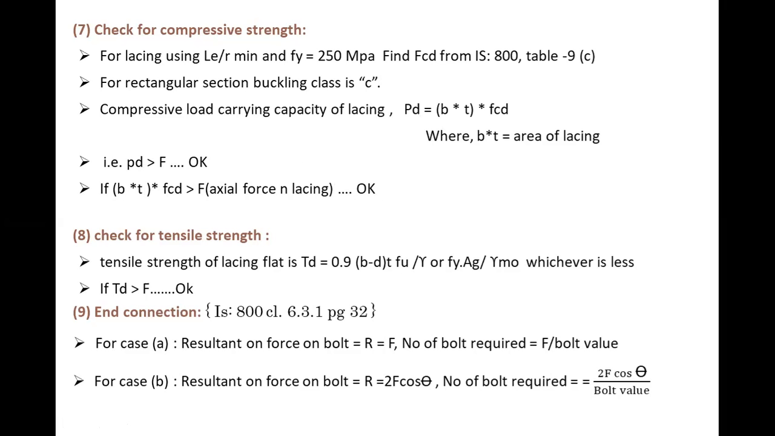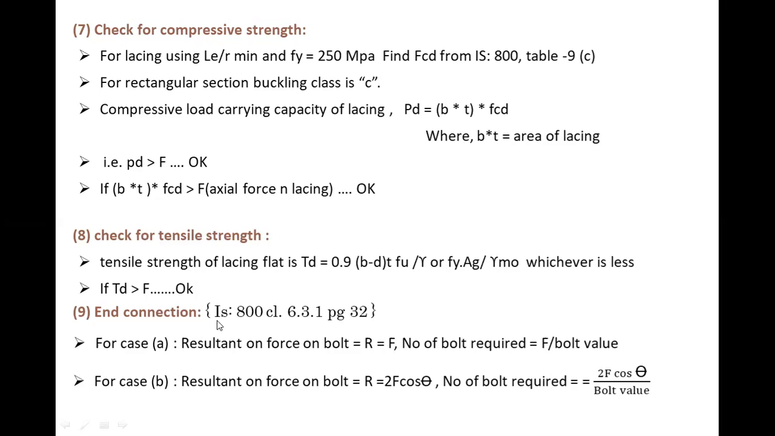Next one is a check for tensile strength. For checking of tensile strength, we calculated some examples in tension members, right? So for that, tensile strength of lacing flat Td is equal to 0.9 into bracket b minus t multiplied by t multiplied by fu divided by gamma m1, or fy multiplied by Ag divided by gamma m0, which is the equation given in design of tension member, right? So whichever is less, we will take it, right? If this Td is greater than the given force, then our tensile strength is okay, right? So lacing is checked for compressive strength, and also checked for tensile strength.